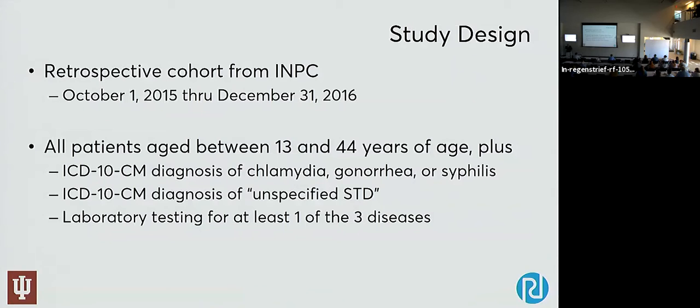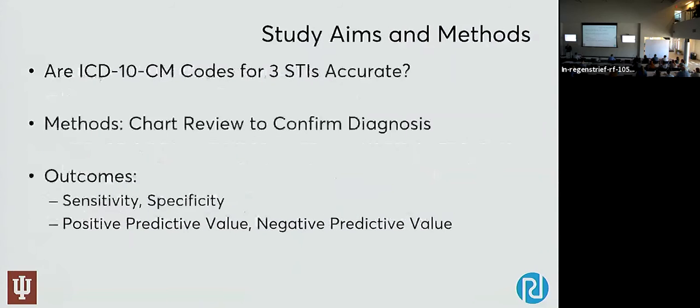And then we also looked for all those who received laboratory testing for at least one of the three diseases. So if we pull this together, we would have in the combined cohort people who are truly negative because they got tested and tested negative. We would have people who received positive tests only and no ICD code. We would have ICD codes with no testing. We wanted to get that whole data set so we could appropriately calculate sensitivity, specificity, positive predictive value, and negative predictive value.